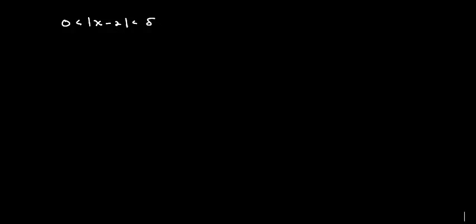So there's really two things going on here. Thing number one is that 0 is less than the absolute value of x minus 2. Thing number two is that the absolute value of x minus 2 is less than some number delta, which we haven't defined. It could be any number. We also know that delta is strictly greater than 0. So when I say that delta can be any number, it's got to be a positive number.